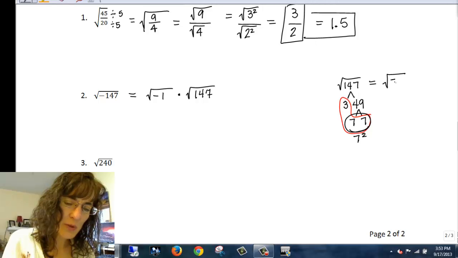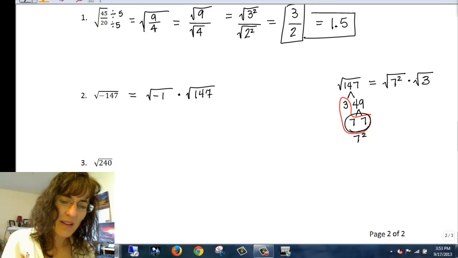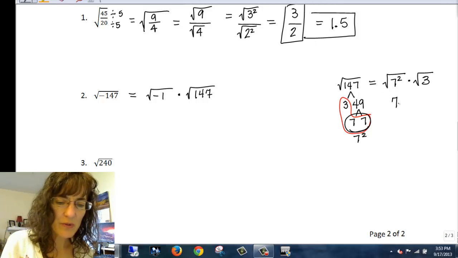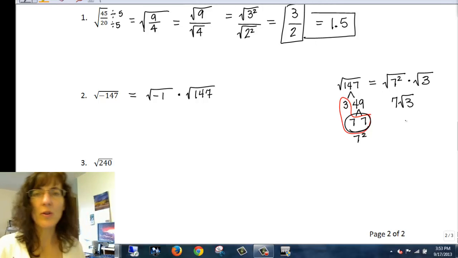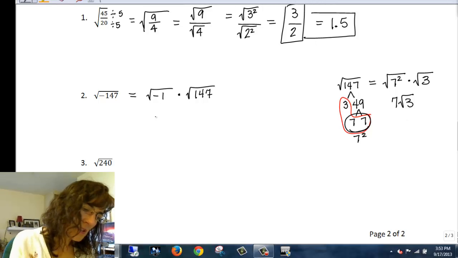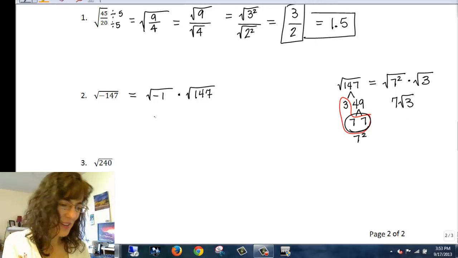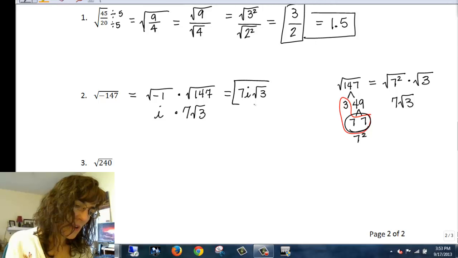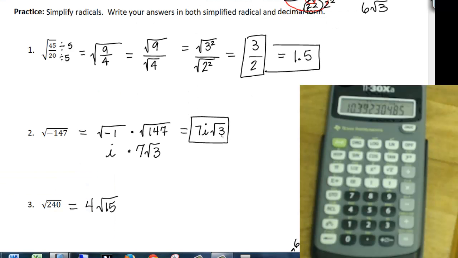So I have the square root. I'm going to skip a step here, see if you're okay with it. The square root of 7 squared times the square root of 3. And then that's going to come to 7 square root of 3. So I'll write this, the square root of -1, remember? That's our i. And then I have here 7 square root of 3. And so I want to write that as 7i square root of 3. So we come up with 7i square root of 3.